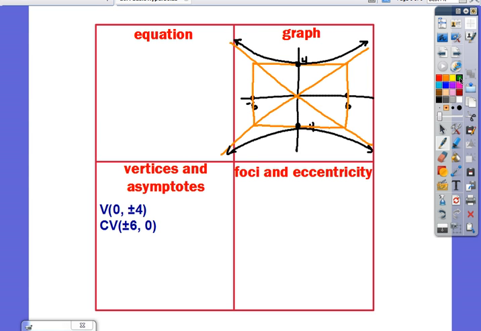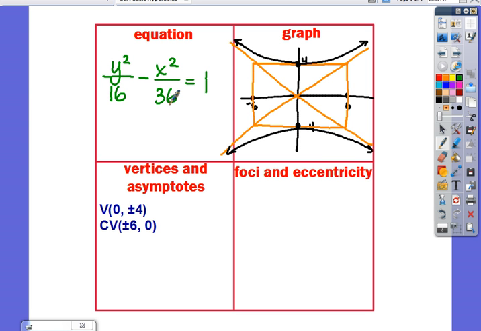Since it's an up and down equation, we're going to start with our y squared minus our x squared equals 1. Up and down was 4 and 4. Side to side was 6 and 6. Bam. Here's the equation. Easy.